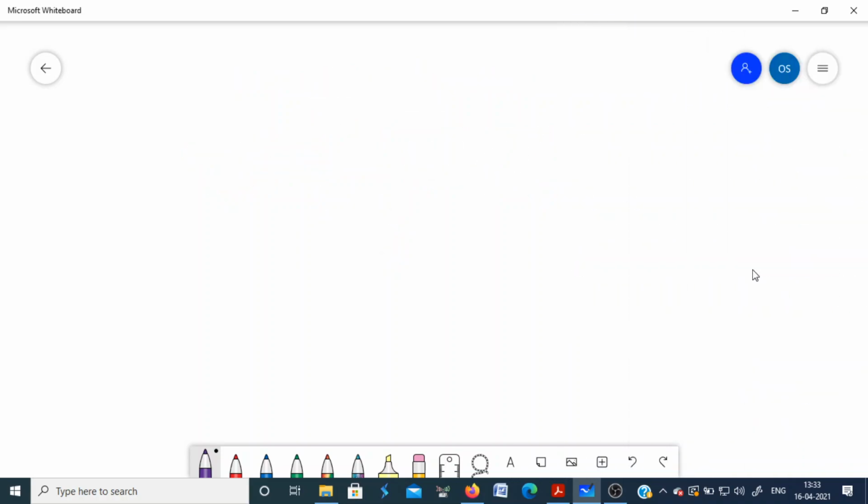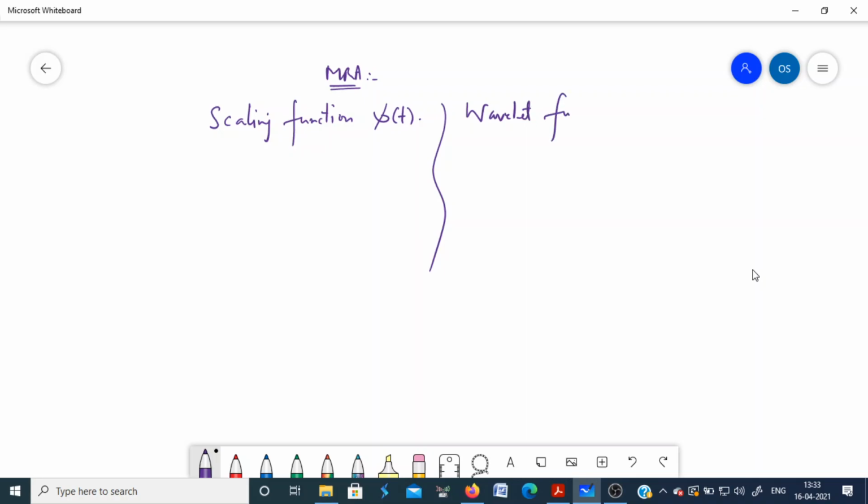So today we will discuss multi-resolution analysis, or multi-resolution formulation of wavelet systems. Many times you will see in the theory of wavelets that apart from the wavelet function, we define one more function which is called the scaling function, represented by phi t. And then we have, of course, the wavelet function psi t.